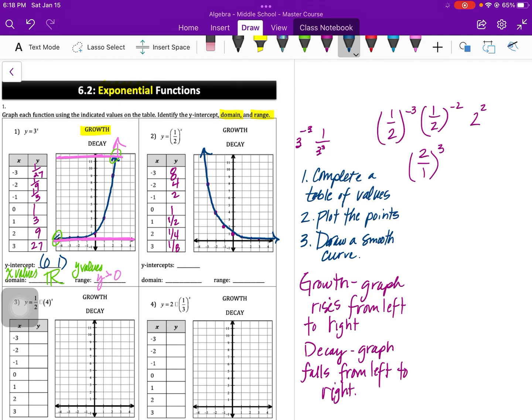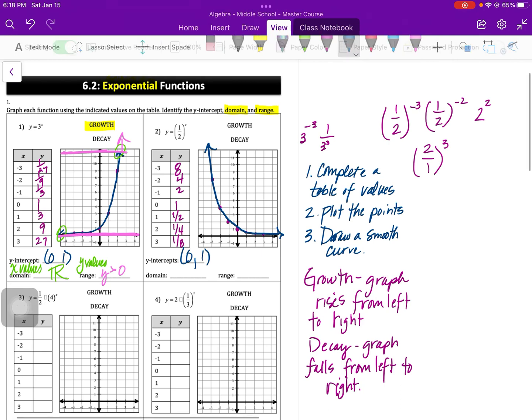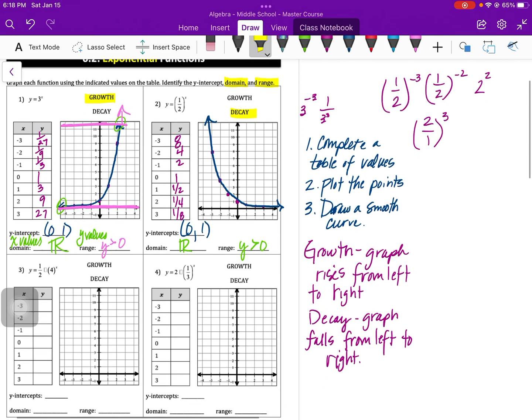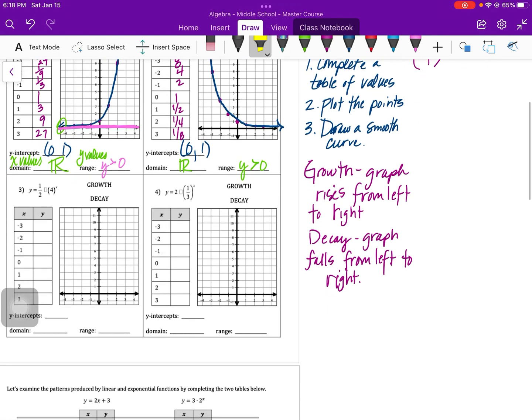And we want to look at a couple of other things. Our y-intercept for this graph is again 0, 1. For the domain, those values left to right on the x-axis continue never ending in either direction, so the domain is all real numbers. Our range is, again, y is greater than 0. Okay, so let's look at our graph. This one falls from left to right, so this one is a decay function. Like we talked about, this graph falls from left to right, so you can see it's facing in the opposite direction of the first graph that we did.